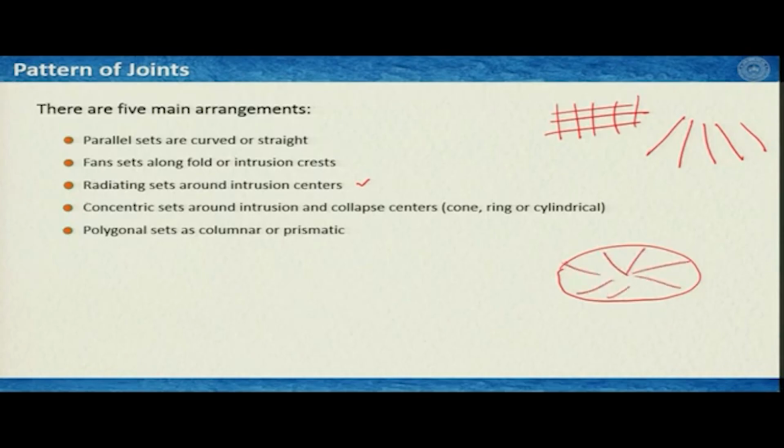Then concentric sets around intrusions and collapse centers. Generally when you see the exfoliations and something like that, then these are concentric sets of joints. And then polygonal sets as columnar or prismatic joints, mostly seen in basaltic rocks and known as columnar joints. We'll learn about it also in one of the slides.